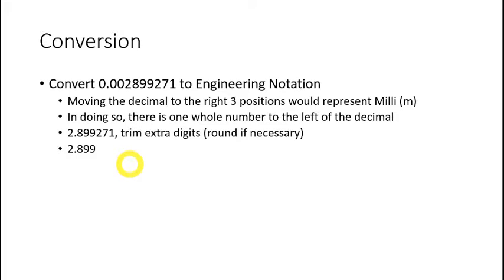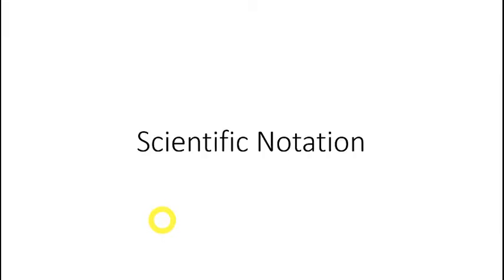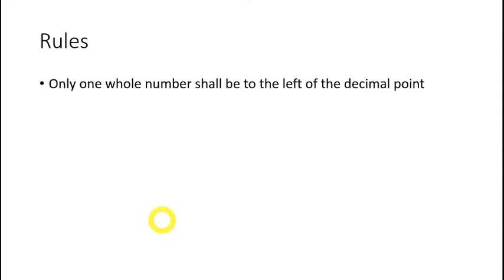So I get 2.899, and we said earlier that it was going to be milli. So I need to add that suffix on there because I moved 3 positions to the right, and that is my engineering notated number that represents this decimal number here. So that would be pronounced 2.899 milli. Okay. Let's take a look at scientific notation now. It's a little bit different. The rules are a little bit different, so let's look at those.